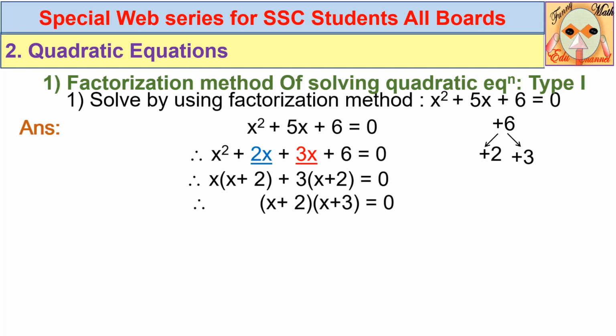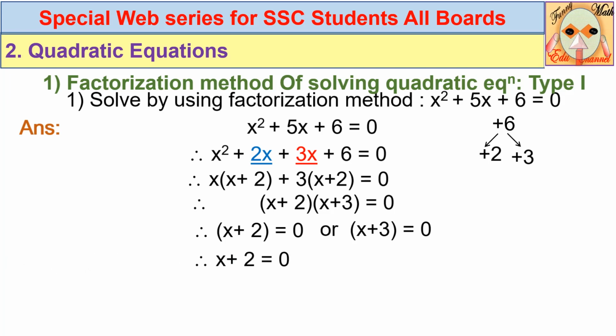That can be taken as a common factor. So in the next step we get x plus 2 in the first bracket, and in the second bracket x plus 3 equal to 0. So you know the product of two brackets is 0. Its meaning is that any one must be 0, then the product will be 0. So first you write down x plus 2 equal to 0 or x plus 3 equal to 0. Now open the bracket, you get the same thing. Shift this plus 2 to the right.